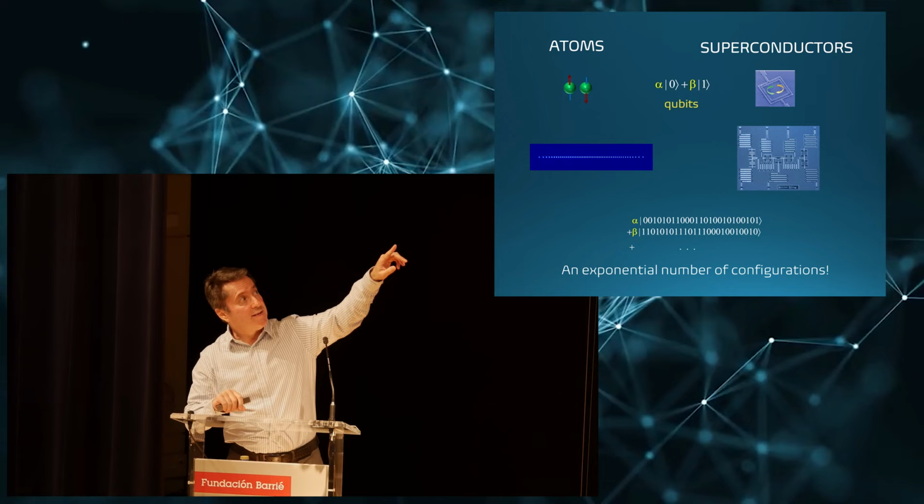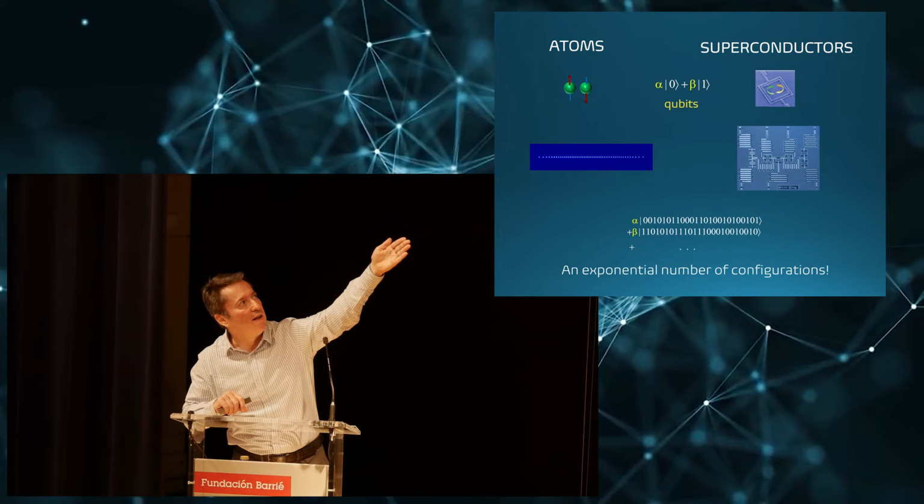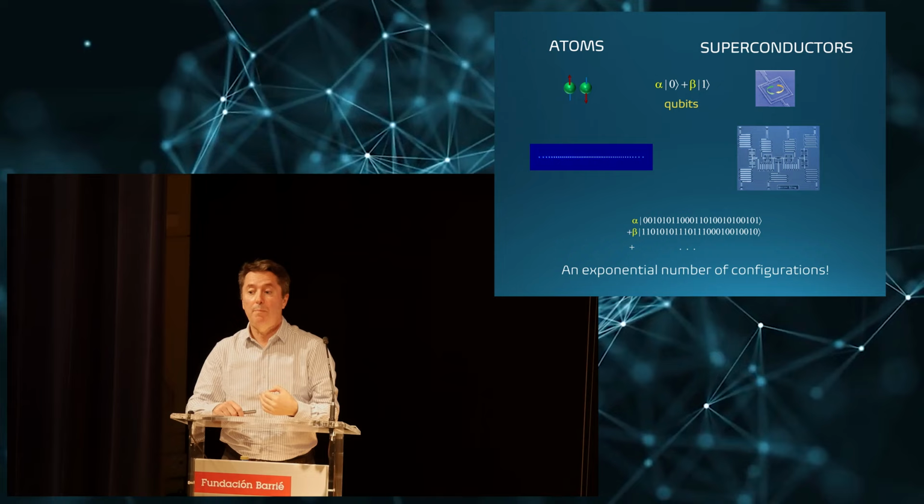Now, by assigning a bit of information to this situation, spin up, spin down, assigning zero to spin up and one to spin down, when we have a superposition, we write it with this language. We say alpha zero plus beta one, meaning that it's at the same time 0 and 1, where alpha and beta are some complex coefficients that tell us something about the probability that whenever I observe, I will obtain 0 or I will obtain 1.